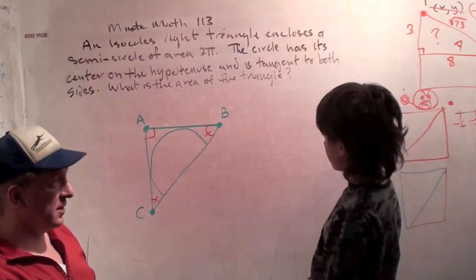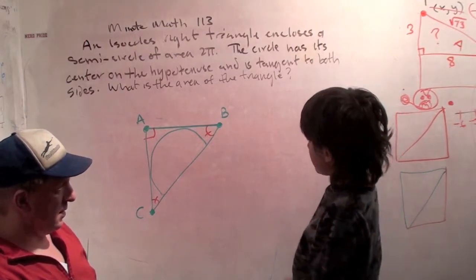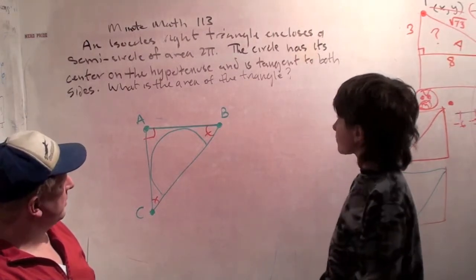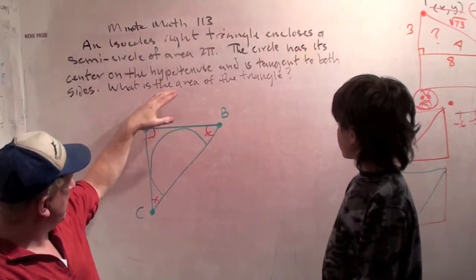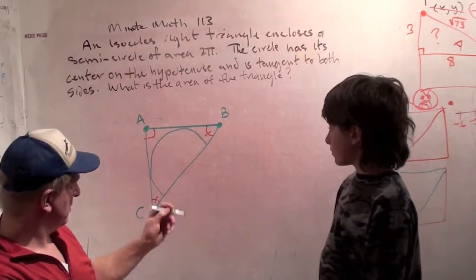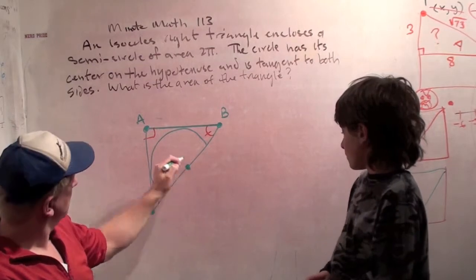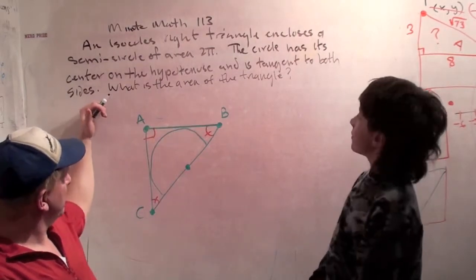Okay, what does a semicircle mean? A semicircle is just half a circle. Half a circle, very good. The circle has its center on the hypotenuse, so the center is, let's say, here. Should have drawn it. And is tangent to both sides.